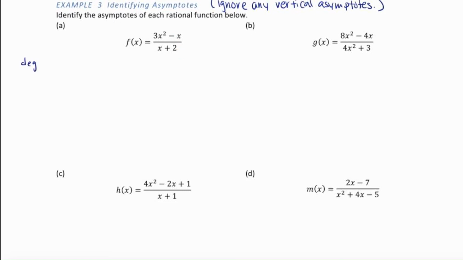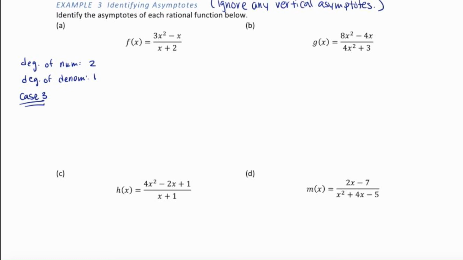The degree of the numerator is 2. The degree of the denominator is 1. So which case are we in? The degree of the numerator is 2. The degree of the denominator is 1. If you said case 3, you're correct. So let's divide 3x squared minus x by x plus 2.